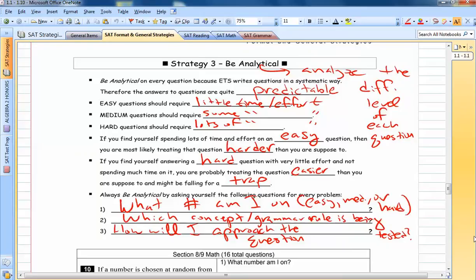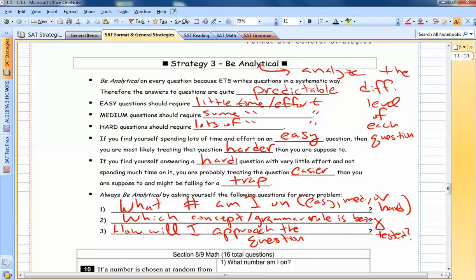So for strategy 3, we want to be analytical. What that means is you want to analyze the difficulty level of each question. If a question is at the beginning, then you know it's not going to require much time or effort. If it's in the middle, some time or effort. At the end, of course, lots of time or effort. So it means that the answer to these questions can be quite predictable. What I mean by predictable is not that you'll know what the answer is, but you'll know, again, what's an appropriate amount of time and effort to spend on the question.